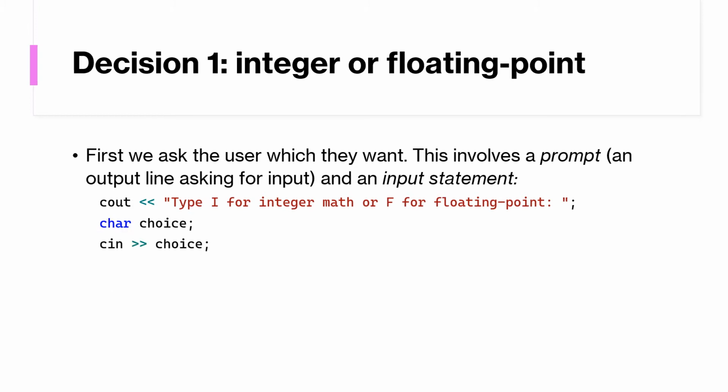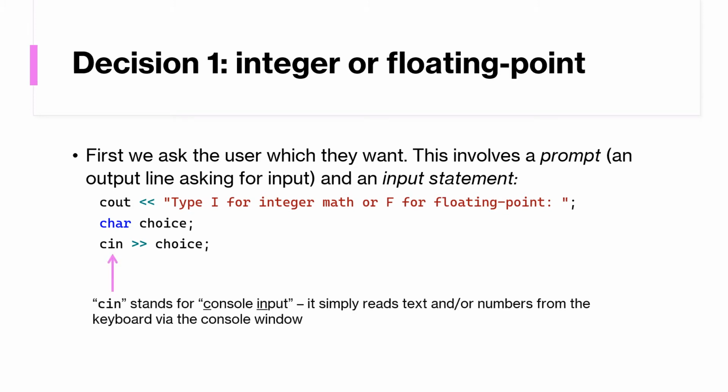Okay, once I've declared a variable to hold their choice, I can now read it in from the keyboard. cin, you may have guessed this from the fact that cout meant console output. Well, cin means console input. All it does is read text and/or numbers from the keyboard via the console window. So whatever console window you've got popped up, you type some numbers into that or some letters or whatever, and it's going to read that.